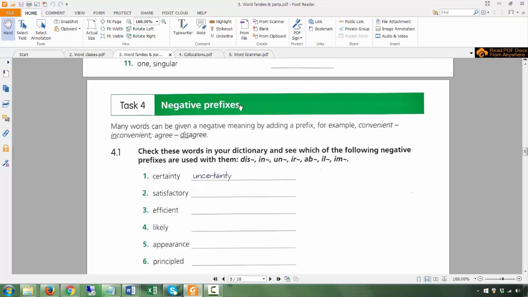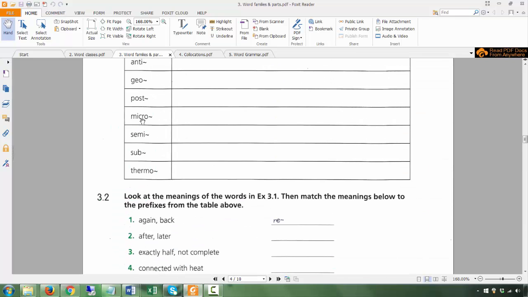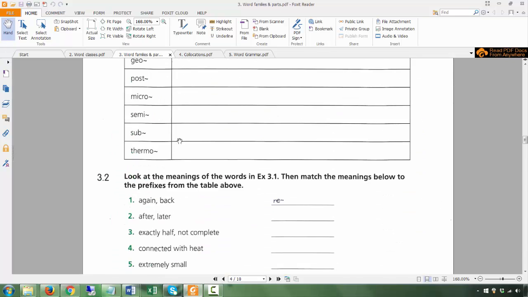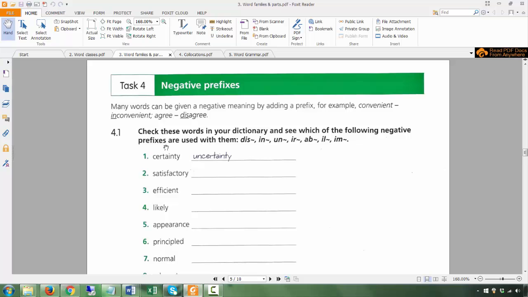This is using negative prefixes, where the prefix gives you a bit of meaning, so you can know the meaning of the word through the prefix that it uses, if it has a prefix. Not all words have one, but there are some prefixes that, the moment you put them before a word, if it fits, give you the negative, the opposite meaning. Like certainty, uncertainty, the UN here.